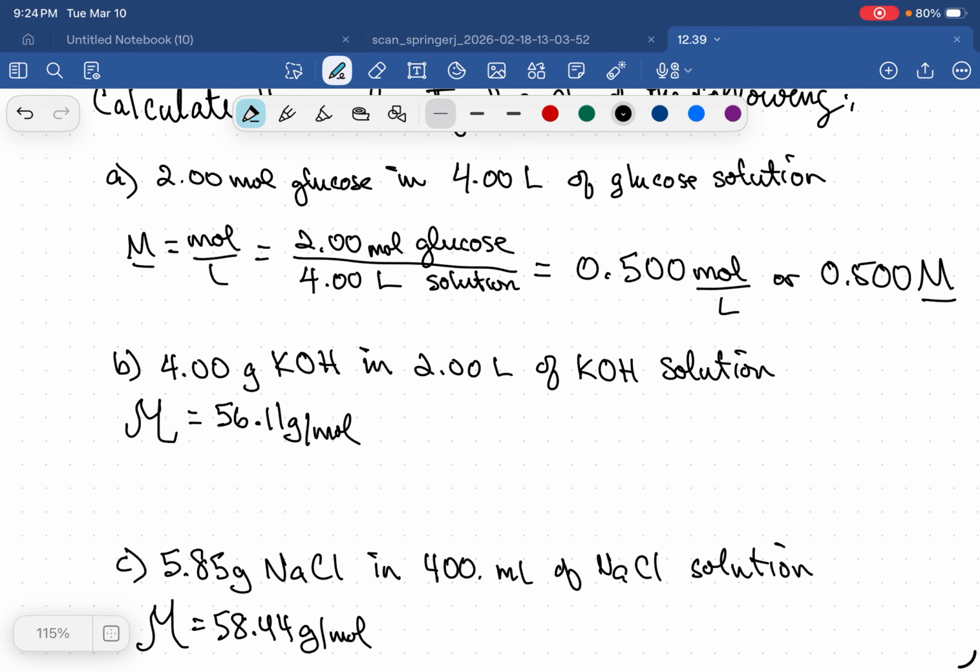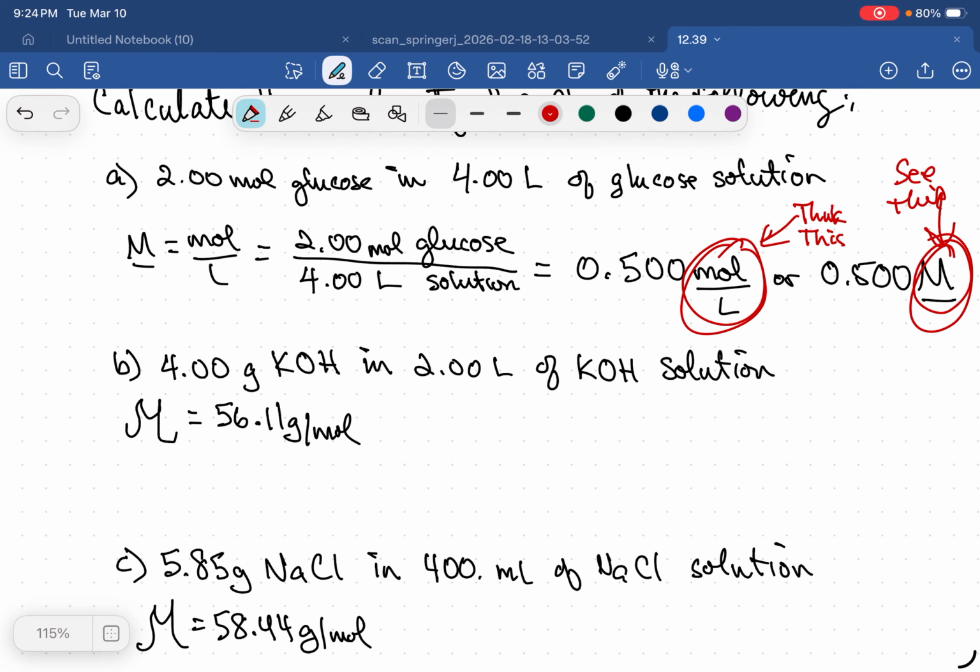I need you to see these two things as identical. When you see this, you should be thinking that. When you see this, think this.